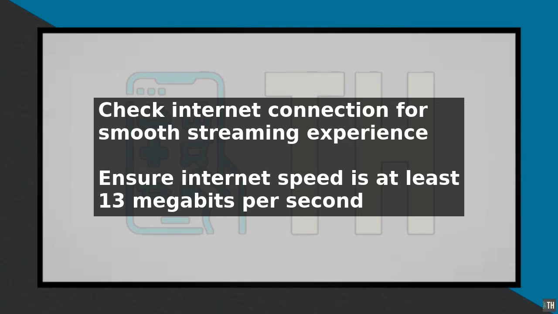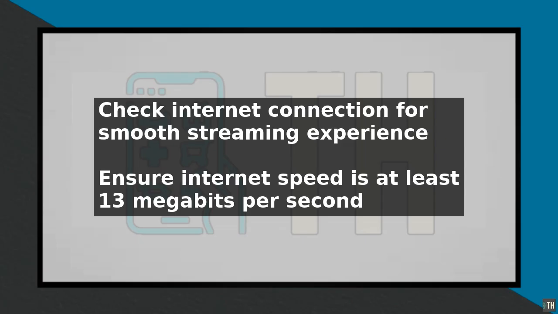To troubleshoot YouTube TV that won't play live TV, start by checking your internet connection. Ensure your internet speed is at least 13 megabits per second for a smooth streaming experience. Restart your router and modem to refresh your connection. Next, check for any outages or maintenance in your area by visiting the YouTube TV help page.